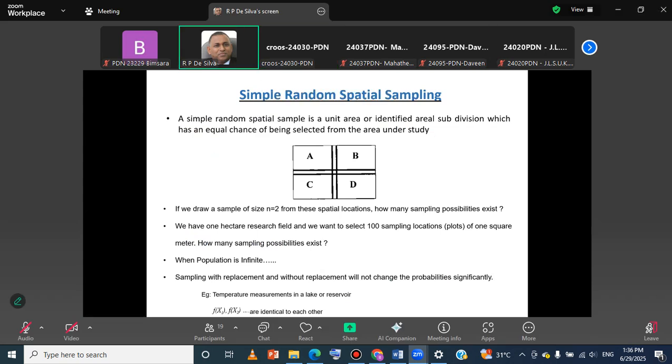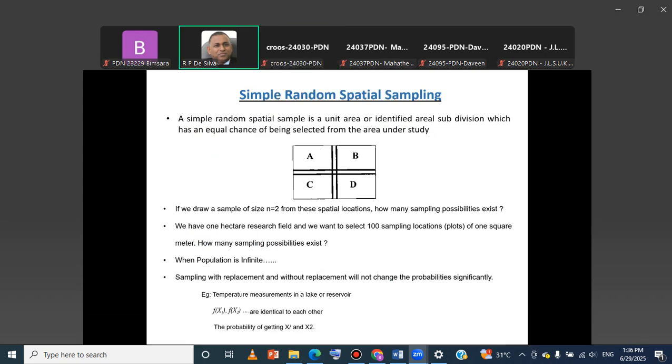We were looking at simple random spatial sampling, out of the available number, how many samples we can take. If we have a 1 hectare research field and select 100 samples, how many sample possibilities exist? So we look at the equation, how to calculate it.